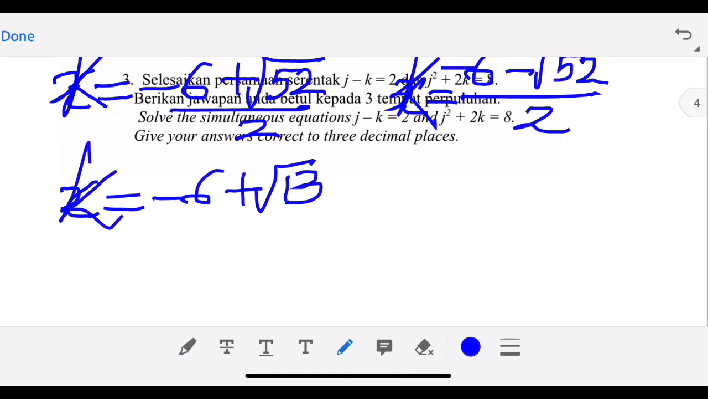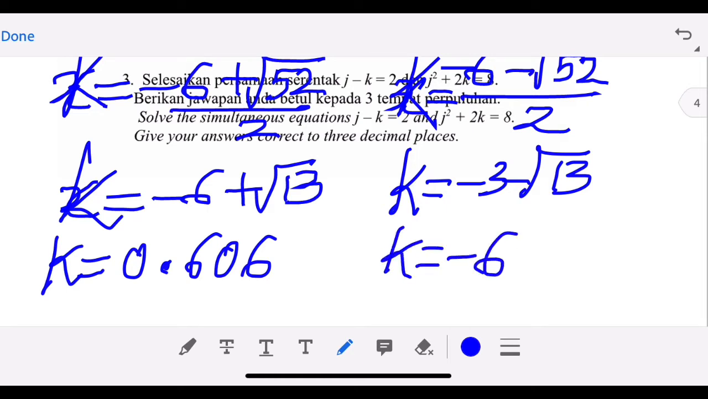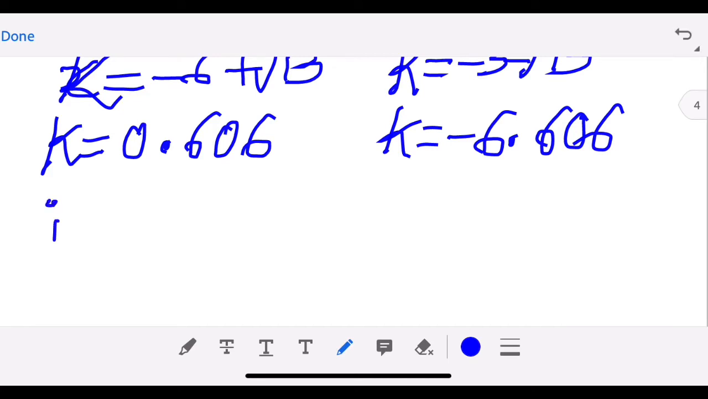So please be careful. The k is negative 3 minus square root 13, and then you press the calculator, your k is 0.606, must be rounded off to 3 decimal places, okay? Your other k is negative 6.606. With the k that you got, you must find the corresponding j.